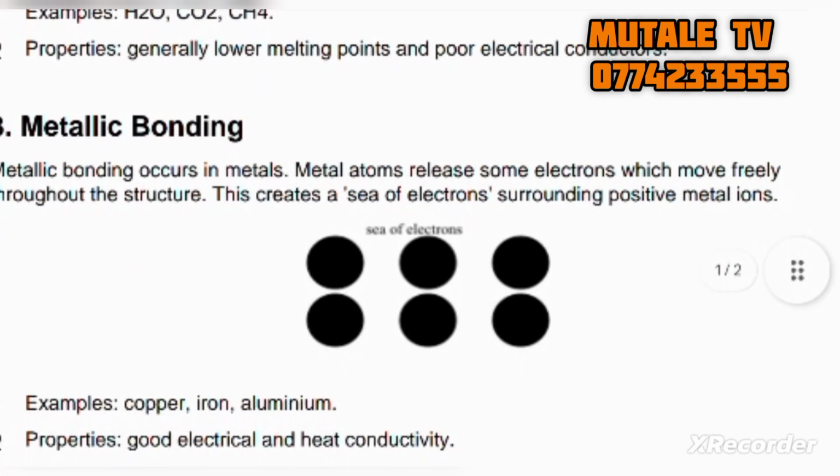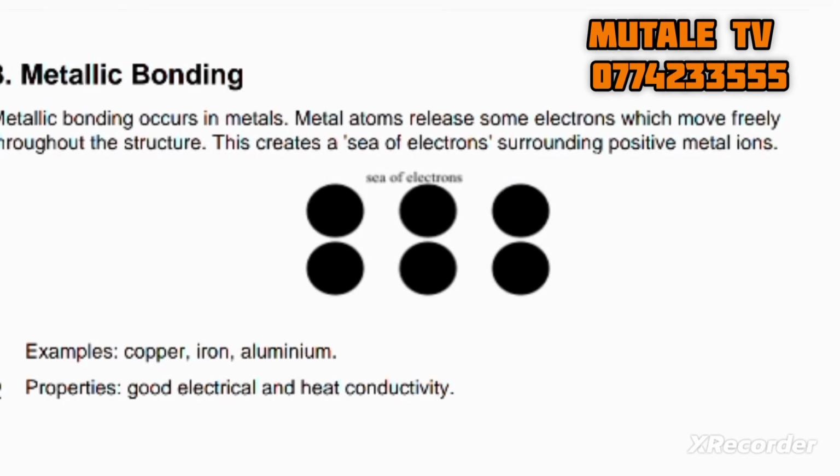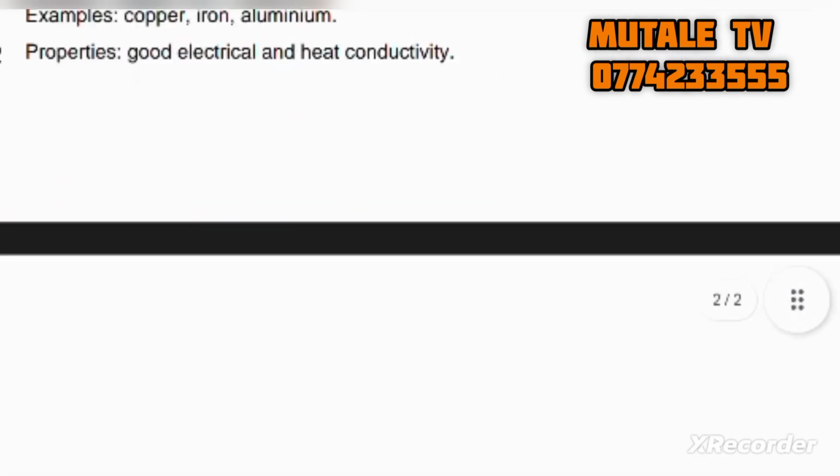Now, metallic bonding. Metallic bonding occurs in metals. Metal atoms release some electrons which move freely throughout the structure. This creates a sea of electrons surrounding positive metal ions. For example, copper, iron, and aluminium. The properties are that these have good electrical and heat conductivity.